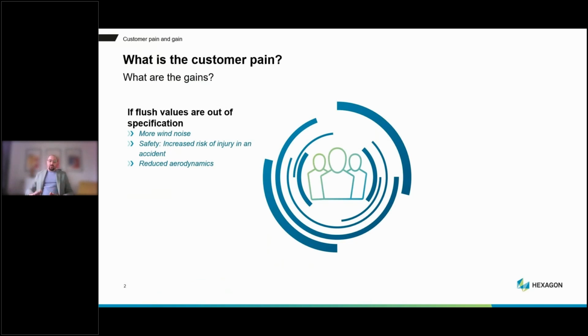So basically, a car is built like a fish. The part that is further to the end is always a bit underflush, so the wind can pass by. If that's not the case, so if parts are sticking out, we've got an increased risk of injury in an accident because parts are sticking out. We reduce the aerodynamics. Again, parts are sticking out. We will create wind troubles, which will create more wind noise. And also, we've got a risk of corrosion there, because there could be potential water intrusion when parts are sticking out, humidity will stay there and we have corrosion risk. So we want to avoid out of spec flush values at any cost, of course.